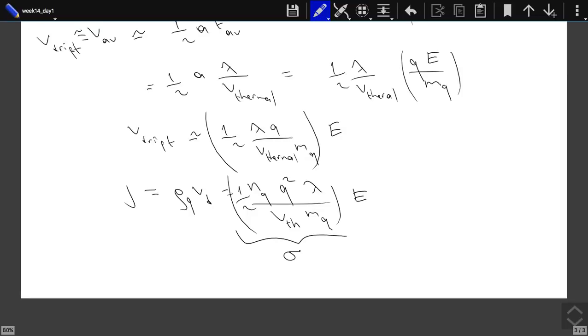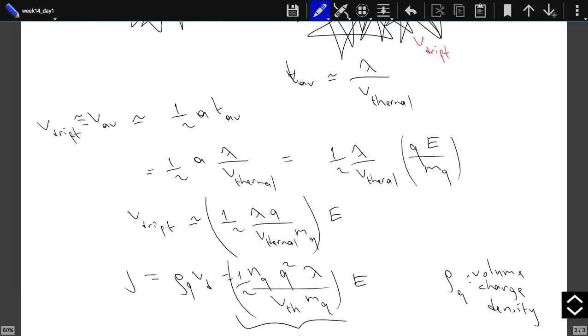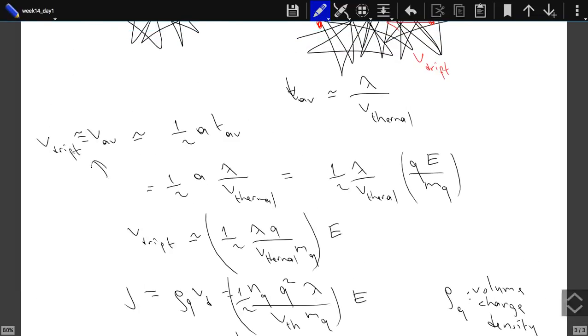Is rho the charge density? Rho Q is the volume charge density. Nothing. I mean, you see they are equal. V average in such a motion is called V drift.